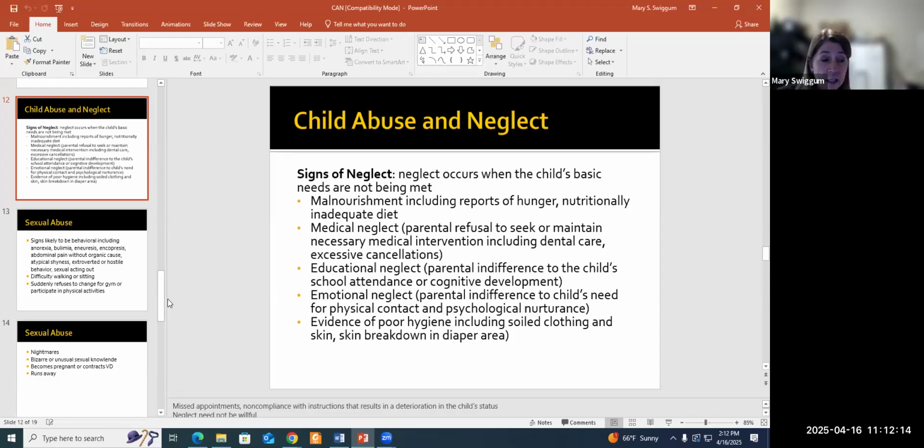We may see educational neglect, where the parent is indifferent to the child's school attendance or cognitive development. We may see emotional neglect, where the parent is indifferent to the child's need for physical contact and psychological nurturing. And another form of neglect can be poor hygiene, such as soiled clothing, soiled skin, skin breakdown, especially in the diaper area.